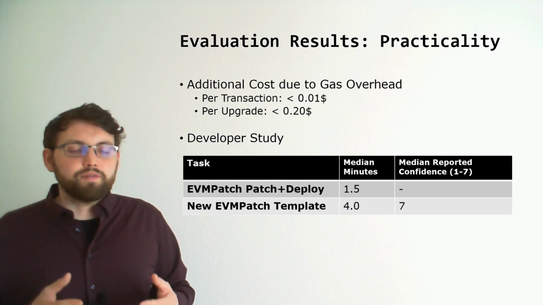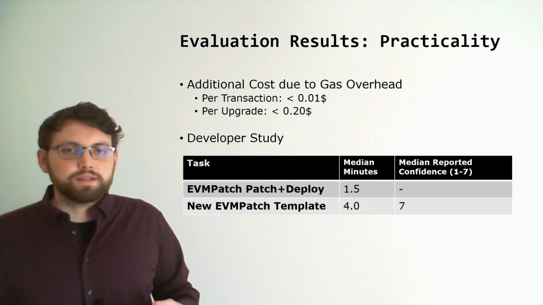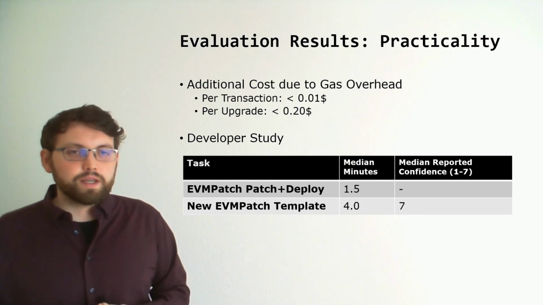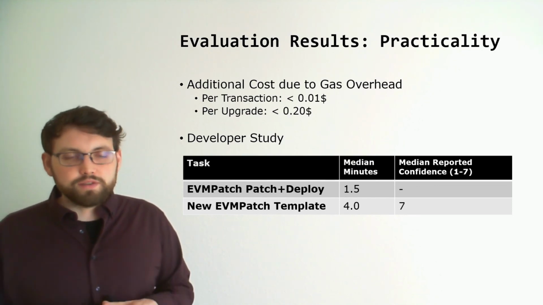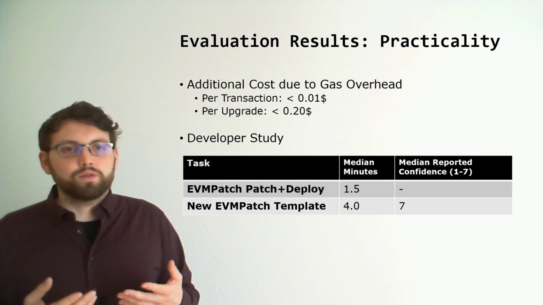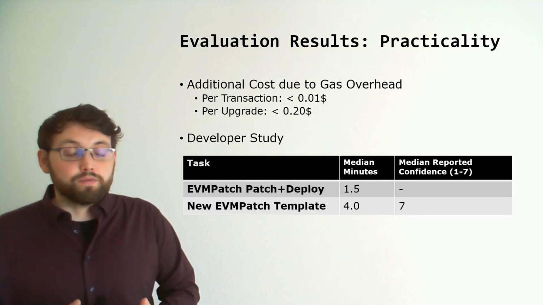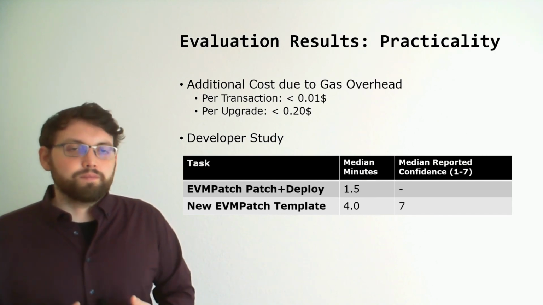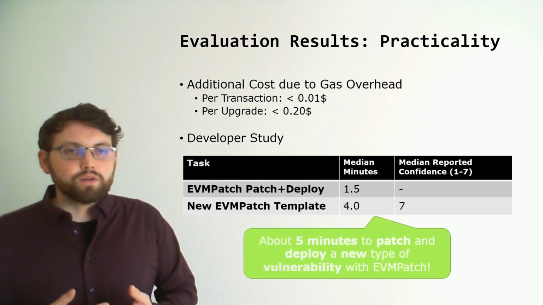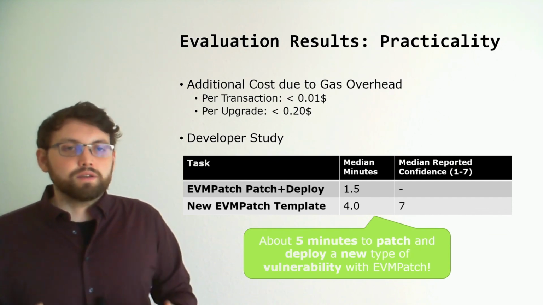Additionally, we performed a developer study where we asked the developers to use EVMPatch. So we told them to patch integer overflow bugs completely automated using EVMPatch. So this happened very quickly. But we also asked them to write a new patch template for EVMPatch. So the developers had to read a vulnerability report and create a new patch template for a type of vulnerability that is not yet integrated in EVMPatch. And it's really notable here that this took only about 5 minutes on average to patch and deploy a new type of vulnerability using EVMPatch.